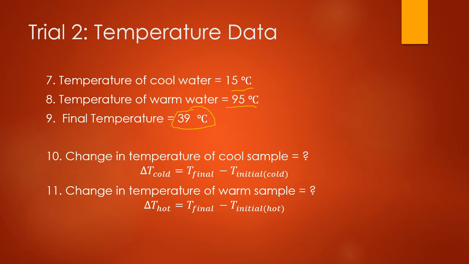So for data items 10 and 11, you need to calculate the change in temperatures of the cool sample and the warm sample. For the change in temperature of the cool sample, you're going to take the final temperature of 39 and subtract out the initial temperature of the cool water, which is 15. So you should get a positive number there. For delta T hot, the change in temperature of the hot, you need to take the final of 39, subtracting out the temperature of the warm water initially, which was 95, getting a negative value there.